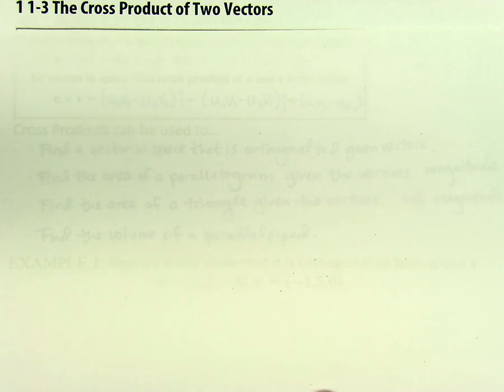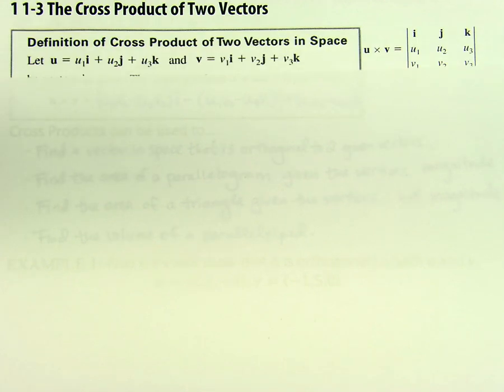The cross product is just another way to multiply two vectors. We did learn the dot product. The cross product is just another way. I know, who knew? Two ways to multiply vectors, weird.